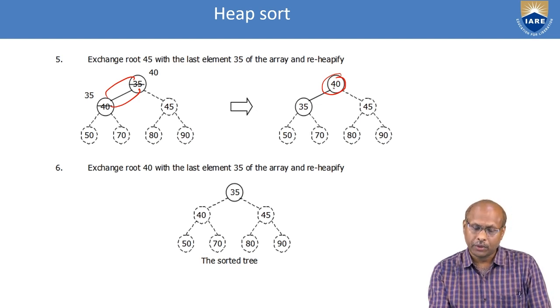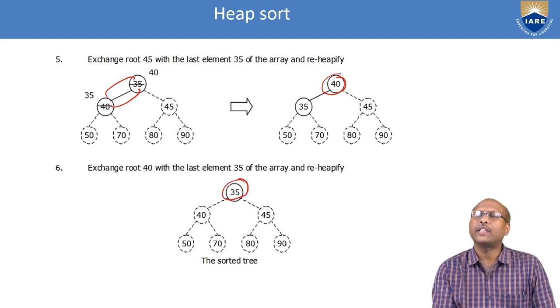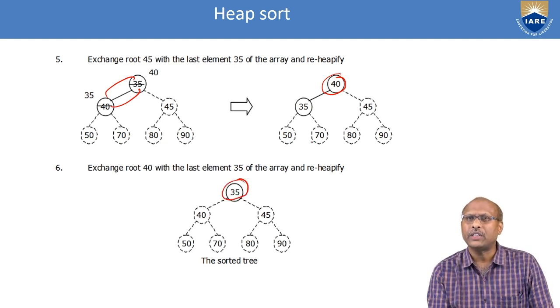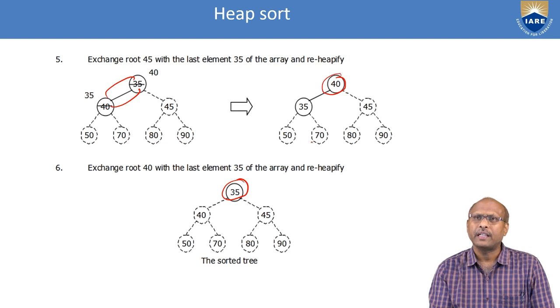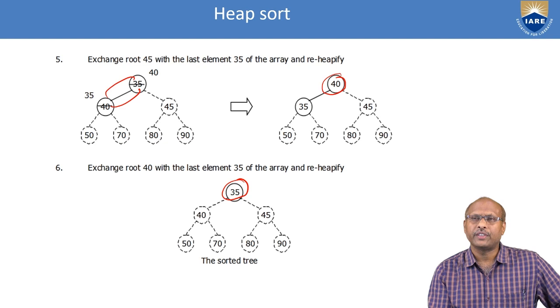Now the max heap is ready. Now delete this one. So put it in the last place. 35 has gone up. Now there is no more node. Now the heap is empty. Stop. So this is the final heap, meaning the final sorted array.